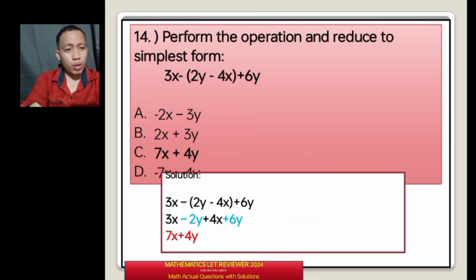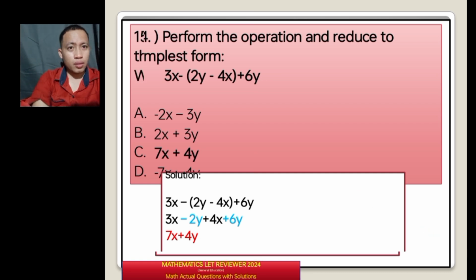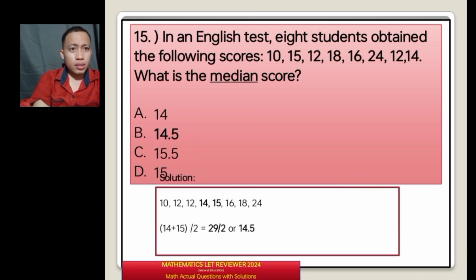This time, we will proceed to our final question or last question. It says, in an English test, 8 students obtained the following scores: 10, 15, 12, 18, 16, 24, 12, and 14. What is the median score? This type of problem belongs to measures of central tendency. We have mean, median, and mode. But we have median.